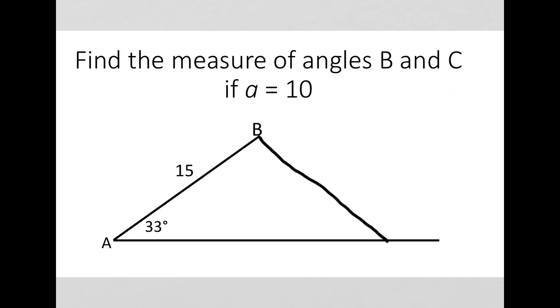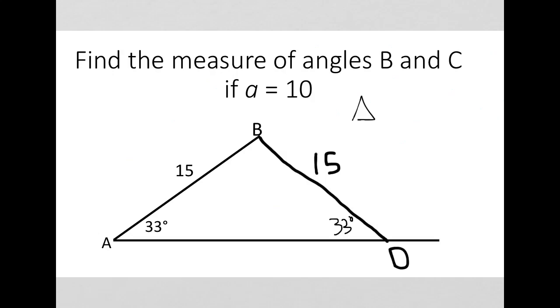I'm going to say that A is 10. But actually, what I'm going to do right now is make this a right triangle. I'm going to call that point D, and I'm going to make this an isosceles triangle. Notice it's an isosceles triangle because we have two legs that are the same length, 15 and 15. Isosceles triangles have congruent base angles, so that's also 33 degrees right there.